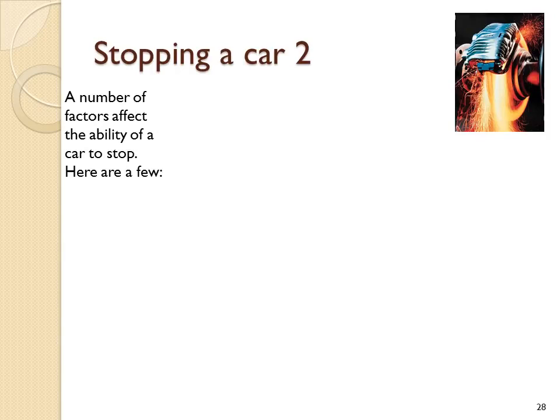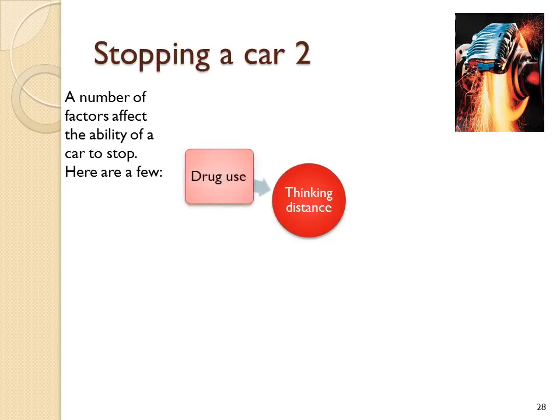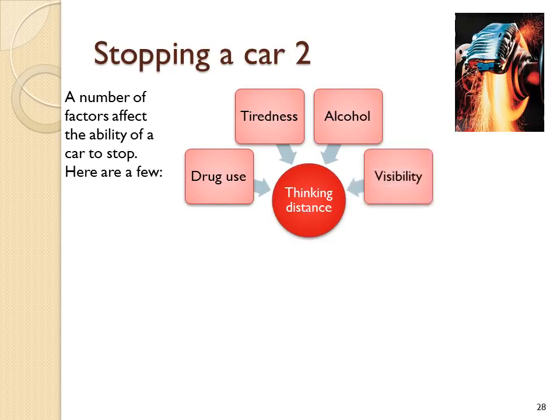Various factors will affect the ability of a car to stop. Here are a few. The thinking distance would be affected by the conditions of the driver, whether or not they were under the influence of drugs or alcohol. You might argue that visibility will also affect your ability to react.